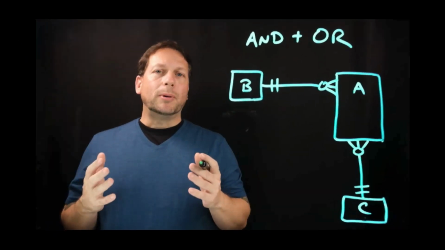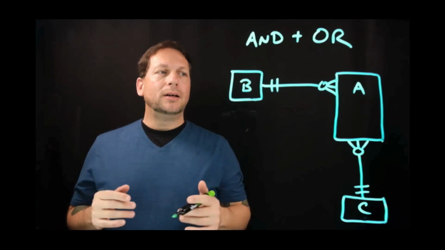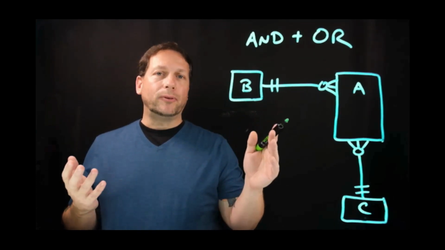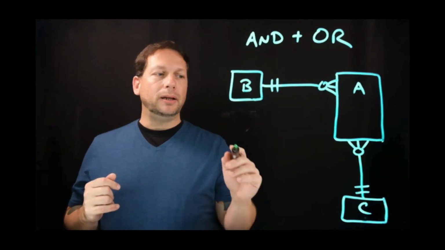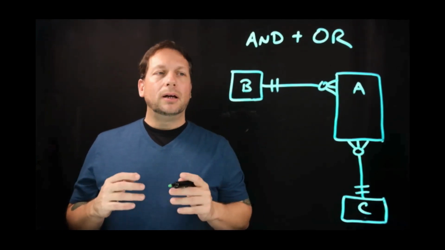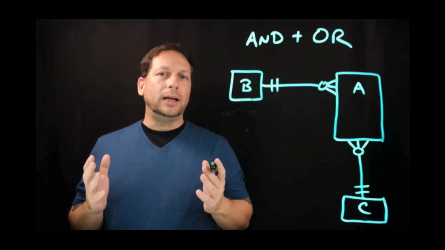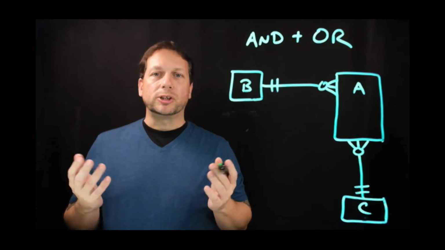Now let's talk about how we can use connectors to show relationships between more than just two entities. So if we look at this drawing, we've got three entities. There's A, there's B, and there's C. And we've got two one-to-many relationships. Now these two one-to-many relationships work the same way as any other one-to-many relationship. There's just two of them.